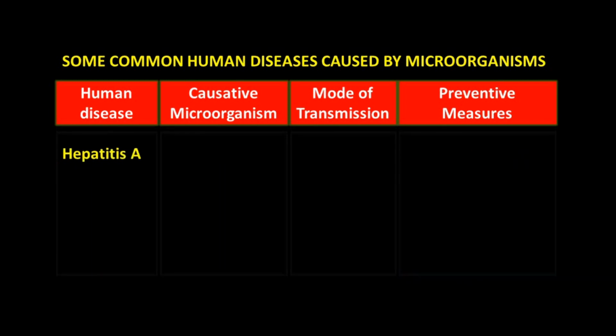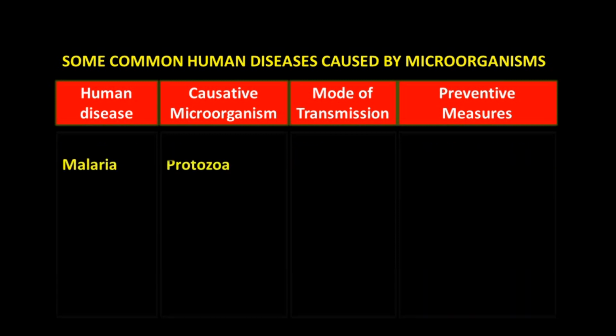Hepatitis A is caused by microorganism, viruses. Mode of transmission is water, and prevention measure: drink boiled water, and another, take proper vaccine. Vaccination is very important to prevent hepatitis A spread by viruses.